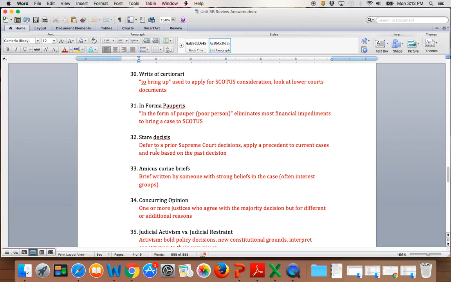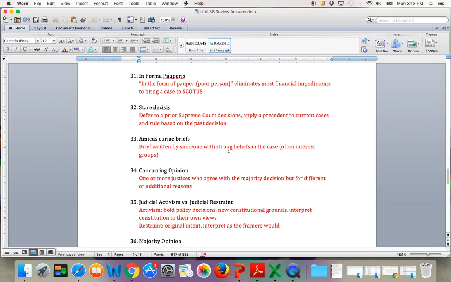Stare decisis, defer to a Supreme Court decision. They're going to look at old cases or a precedent to determine if they have to hear this case. If there's a case that already touches on the issue, they'll go back to that case and say, based on this past decision, this is what we found, and we don't have to hear it.